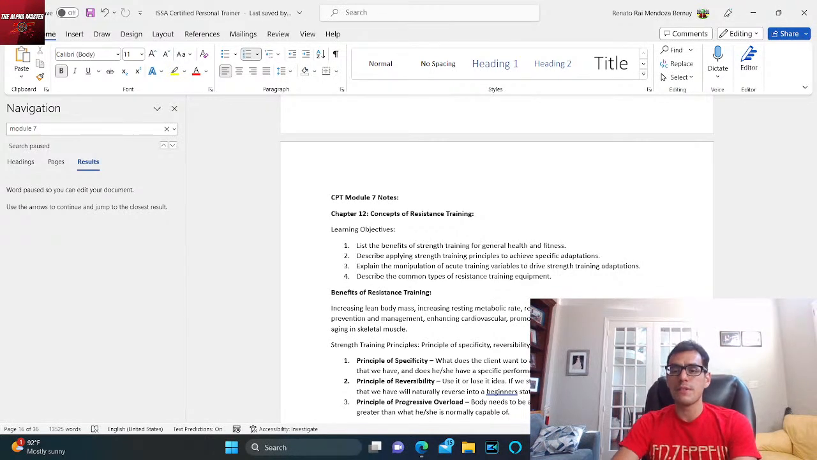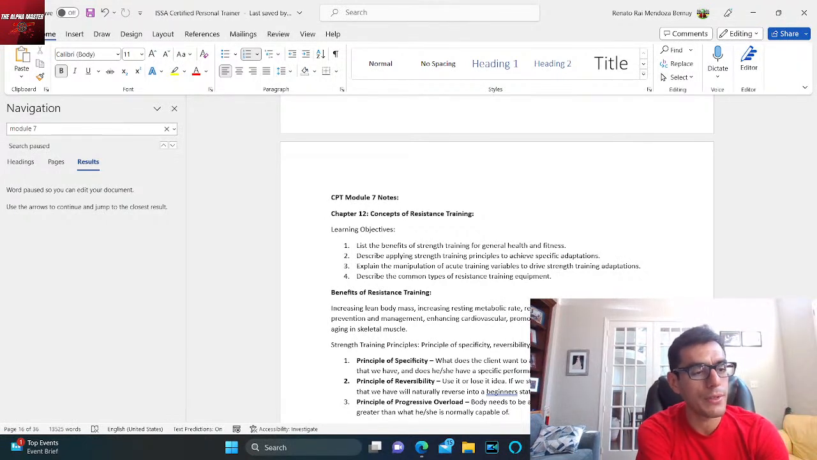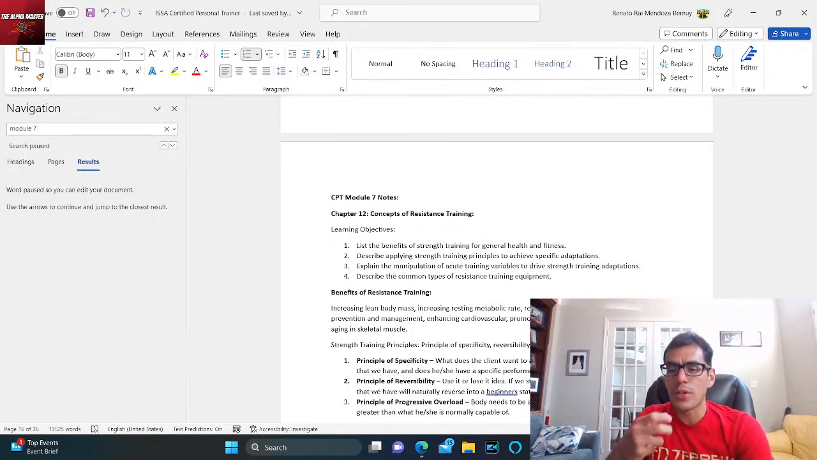Describe applying strength training principles to achieve specific adaptations. The 3 principles are specificity, reversibility, and progressive overload. Specificity: what does the client want to accomplish with the body composition goals, and does he or she have a specific performance goal. Reversibility, the use it or lose it idea: if we stop training for a period of time, gains will naturally reverse into beginner status. And progressive overload is that the body needs to overcome some stress that is greater than what he or she is normally capable of.